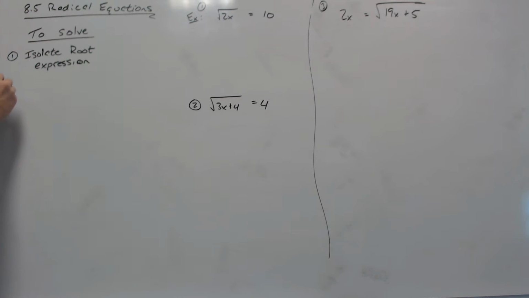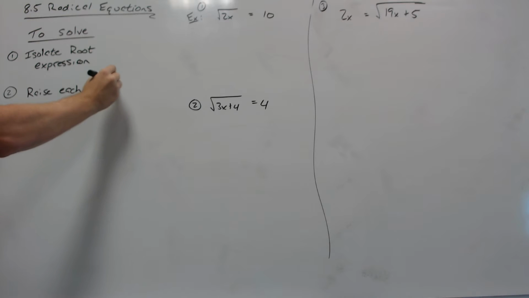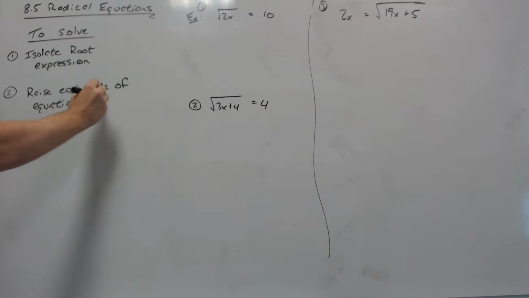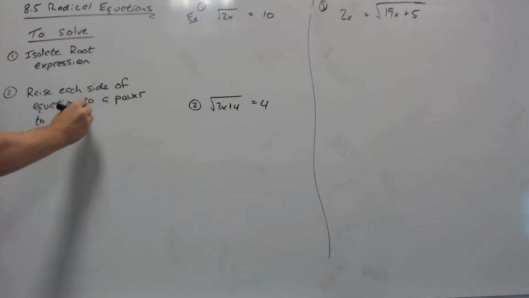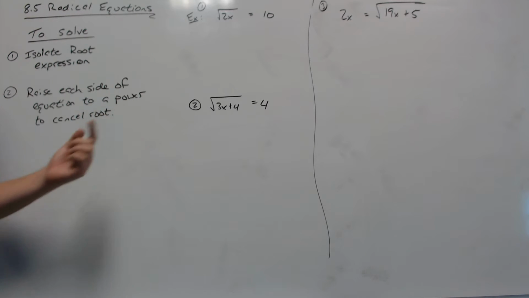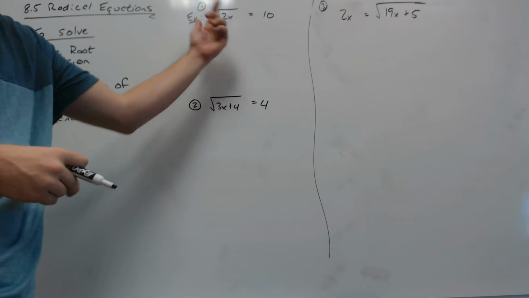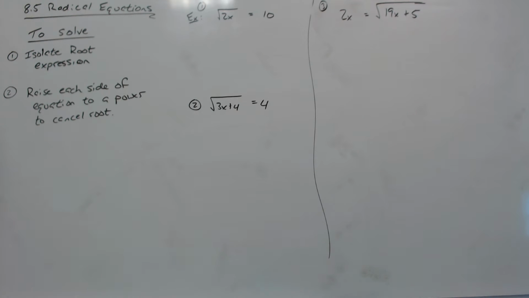Once it is isolated, we're going to raise each side of the equation to a power to cancel the root. I don't want to distinguish between what power I'm going to use. In all of my examples, it's going to be the power of 2 because I want to cancel out a square root. But if it was a cubed root, I'd use a power of 3. If it was a 10th root, I'd use a power of 10. So choose the power that's appropriate to cancel out the root.